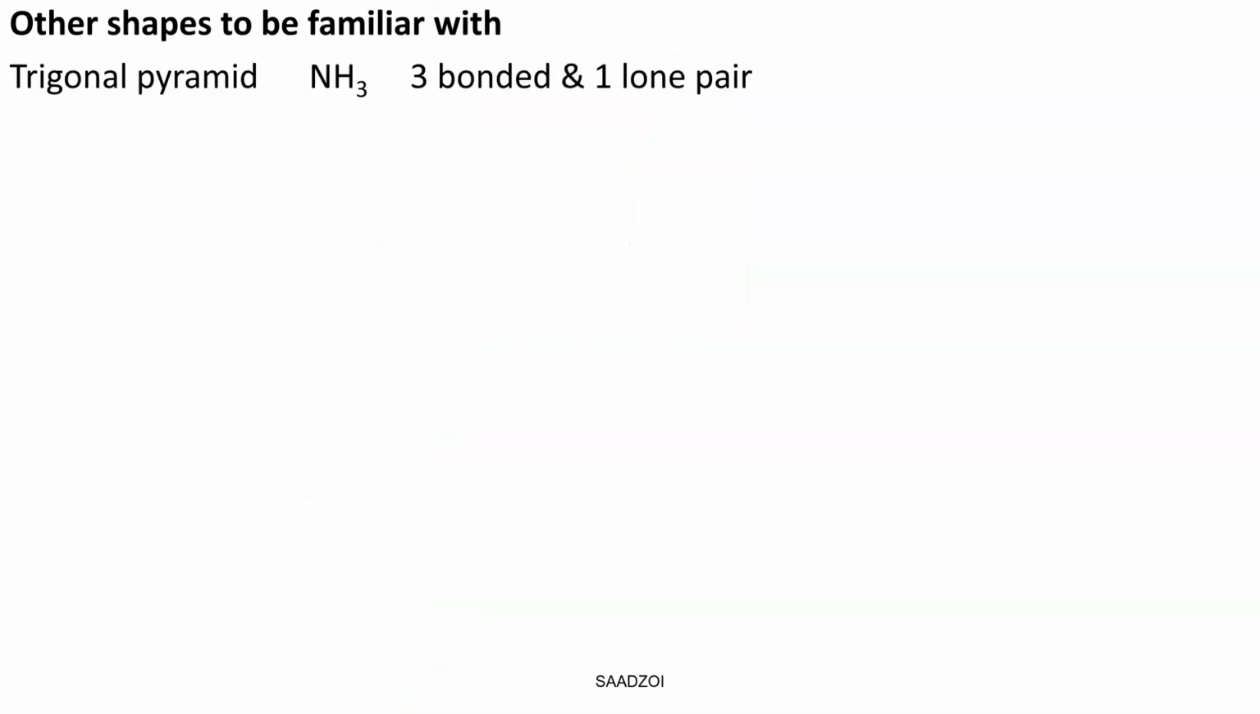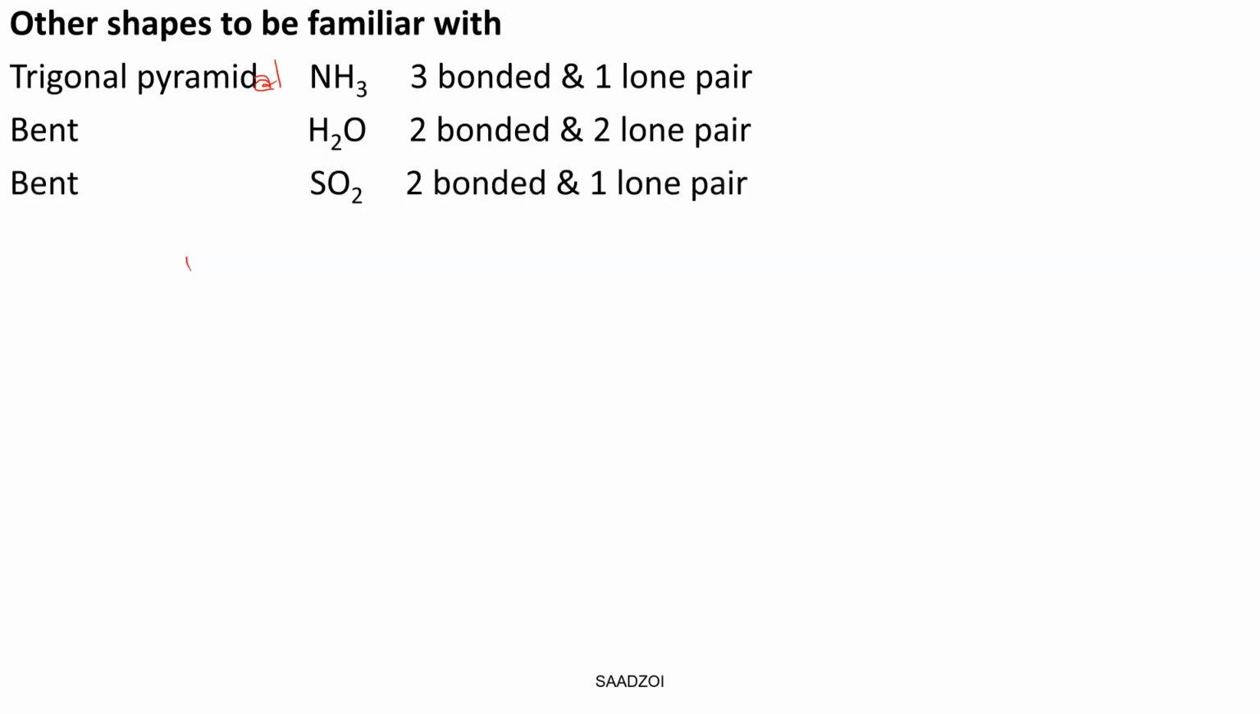The shapes to be familiar with: you need to know trigonal pyramid, or trigonal pyramidal, which is the other way you'll see it referred to at times. Either one. They're 3 bonded, 1 lone pair. You need to know that's trigonal pyramidal. Bent is going to be 2 bonded and 2 lone pairs. So anytime you see 2 bonded, 2 lone pairs, water is your best example of that, you're bent. You're also bent if you have 2 bonded and 1 lone pair, like you do in SO2. So these are the only other total shapes. So we have a total of 8 shapes to memorize. Shouldn't be too bad.